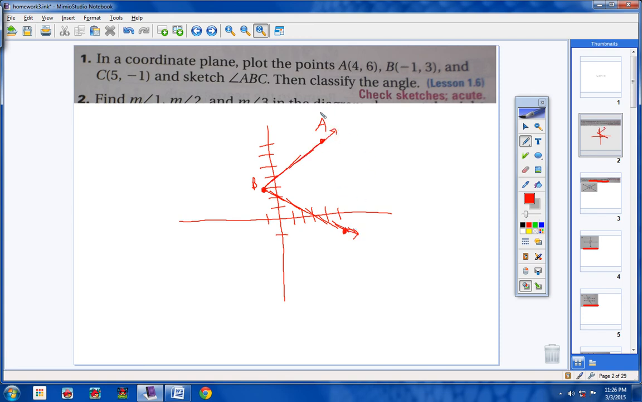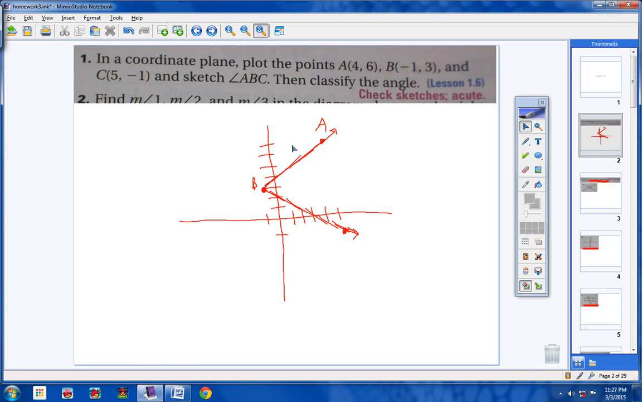Now next, they want us to classify the angle. Now classify it means it's either going to be acute, or it's going to be obtuse, or it's going to be a right angle, one of those three things, okay? Now, students, what they're testing you on here is your memory as to what acute angle or right angle is. Now, if you've drawn your angle very neatly, it's obvious you have an acute angle.